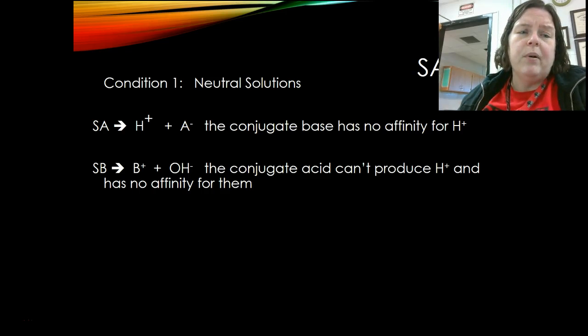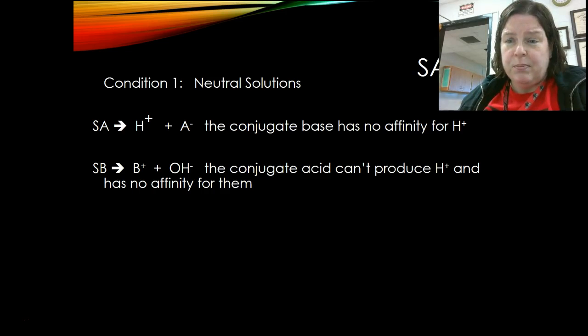So, for example, A minus is a conjugate base, and it has no affinity for H plus. So the conjugate base here, the conjugate base of HA, has no affinity for H plus. It doesn't want H plus. It doesn't really care. If it did want H plus, it would still be with H plus. B plus, well, it can't produce any more H plus. It doesn't have any affinity for them.